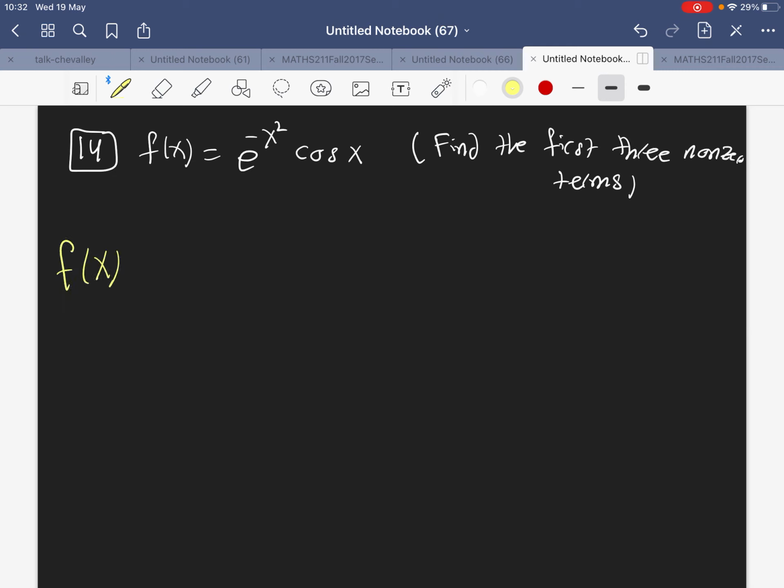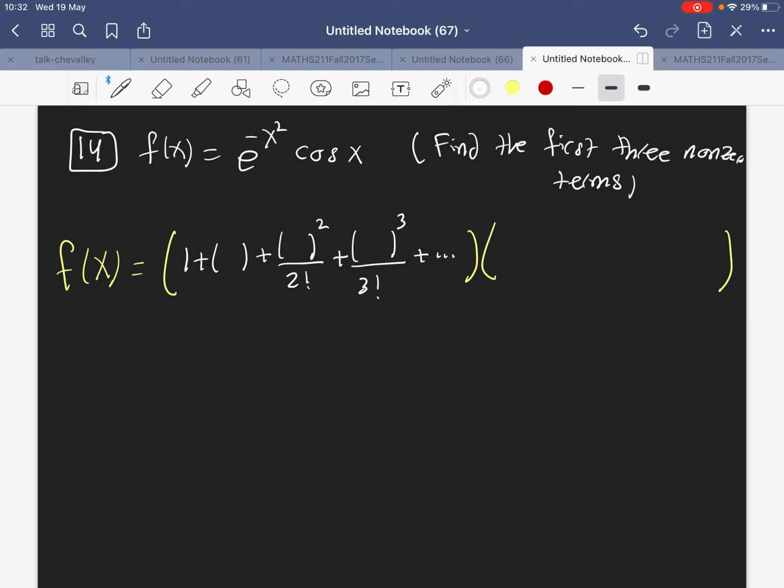f of x equals. First, I will write the terms of the e to the minus x. Now, if you remember e to the minus x, it's a plus something squared over 2 factorial plus something cubed over 3 factorial. Maybe I will need the next term, but for now I'm not sure. Let me just write the first terms. And then from the cosine, I think cosine is straightforward. It is 1 minus x squared over 2 factorial plus x to the 4 over 4 factorial minus x to the 6 over 6 factorial and so on.